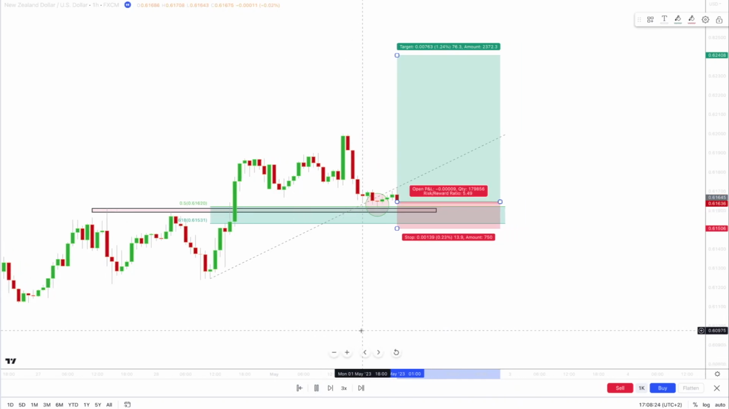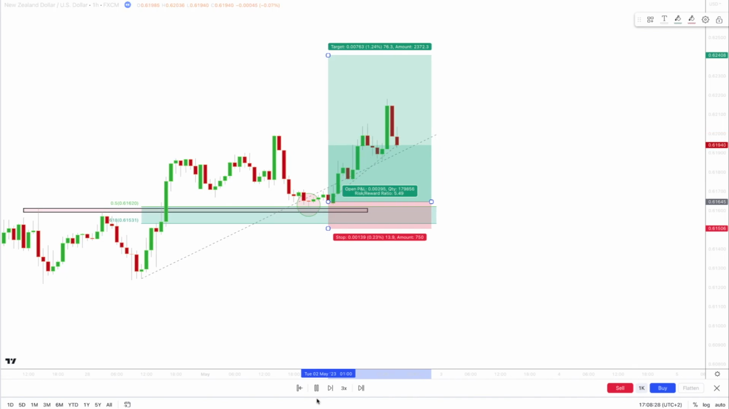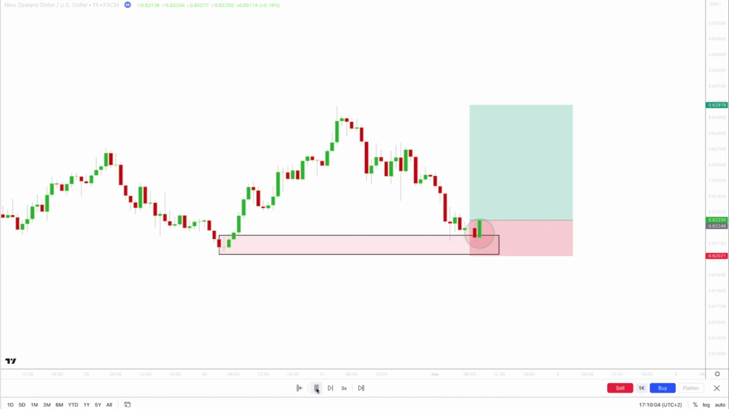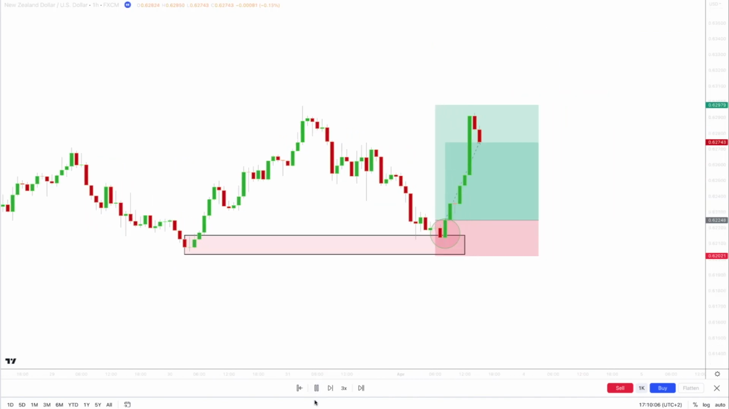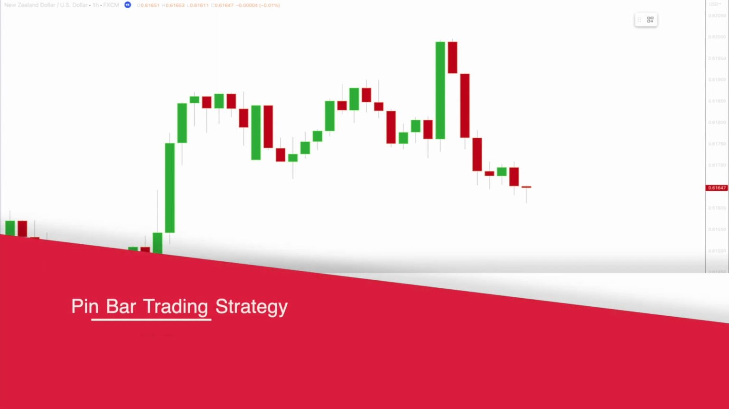In this video, we will be covering two price action strategies, the pin bar trading strategy and the engulfing bar trading strategy. By the end of this video, you will have a better understanding of these strategies and be able to use them to improve your trading. Let's start with the pin bar trading strategy.